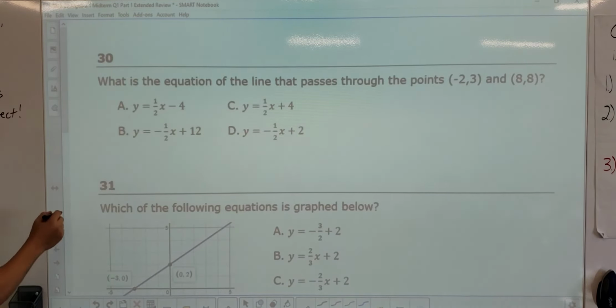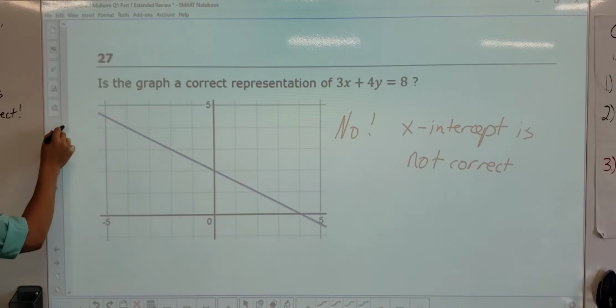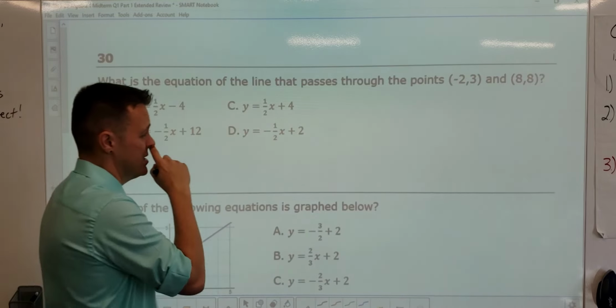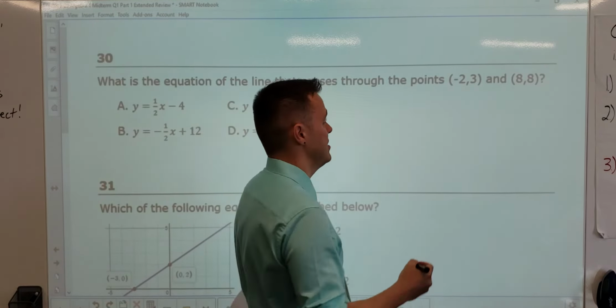30. Oh, let me go back real quick. 28, 29. Okay, good. Just making sure. All right, 30, last page. What is the equation of the line that passes through these points? Well, you guys got to remember, you first have to find the slope.